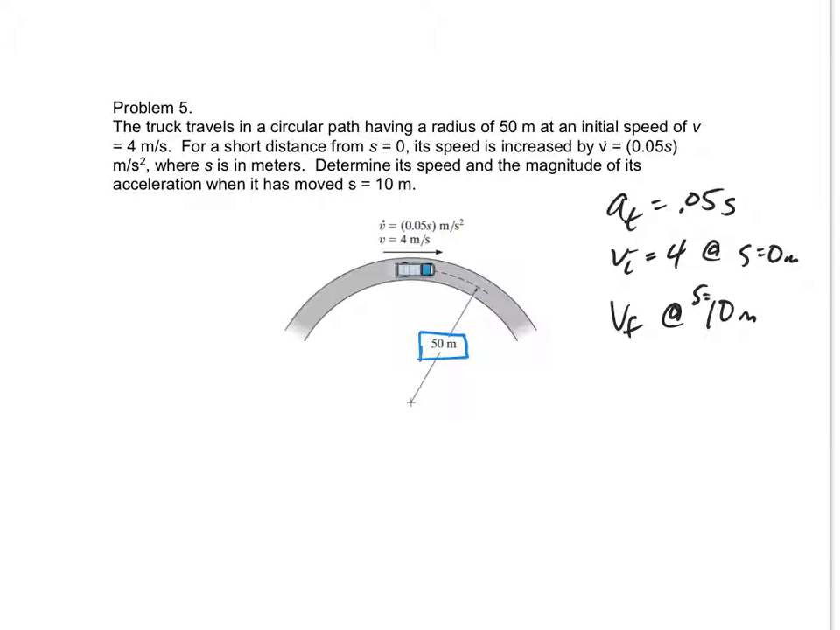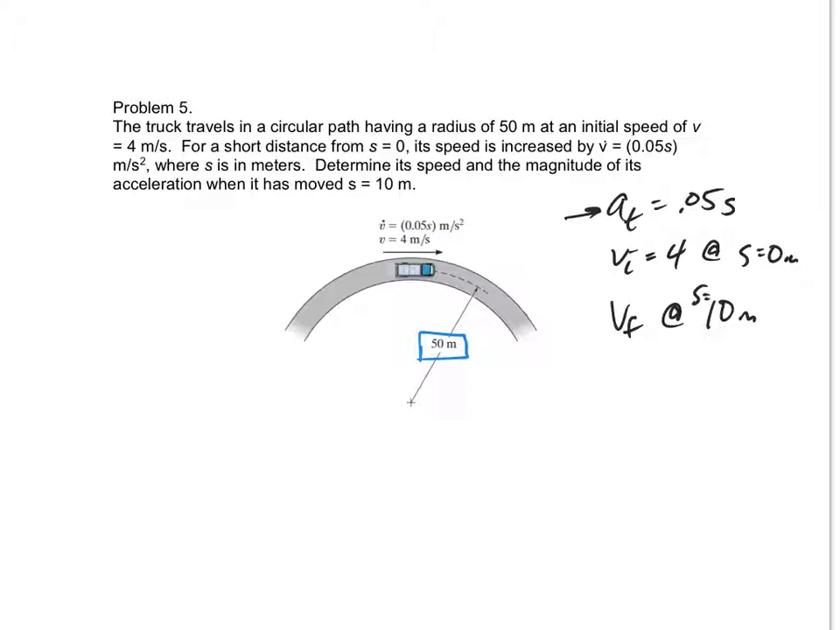Okay, so for these normal tangential problems, the tangential direction is really just kind of a 1D problem. The tangential acceleration is what we use for velocity, for finding anything in that tangential direction. So this is a problem where acceleration is given in terms of s. All right. It's not constant, right? Don't use one of those constant acceleration equations. Acceleration is given in terms of s, and I want to find v final.